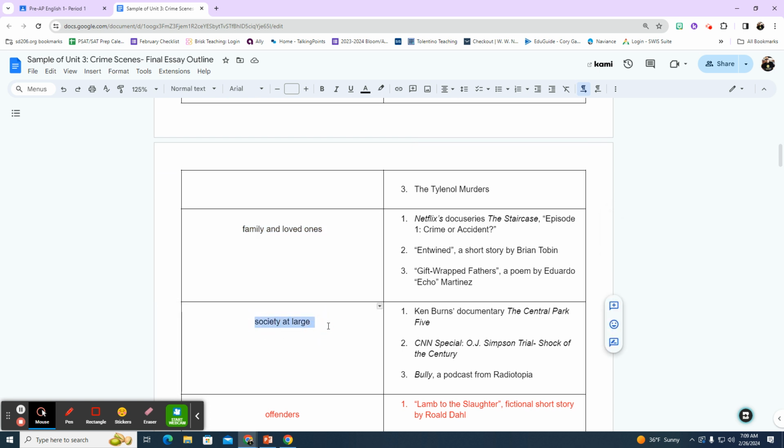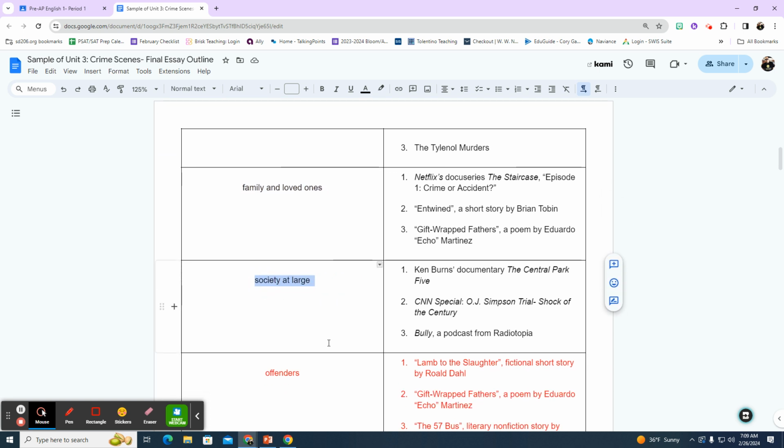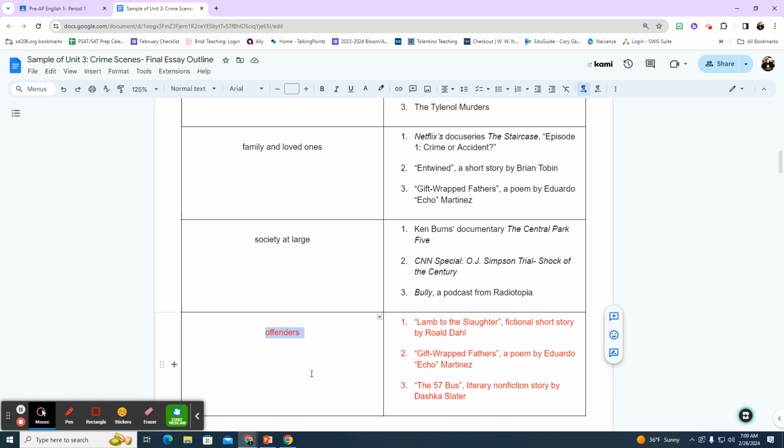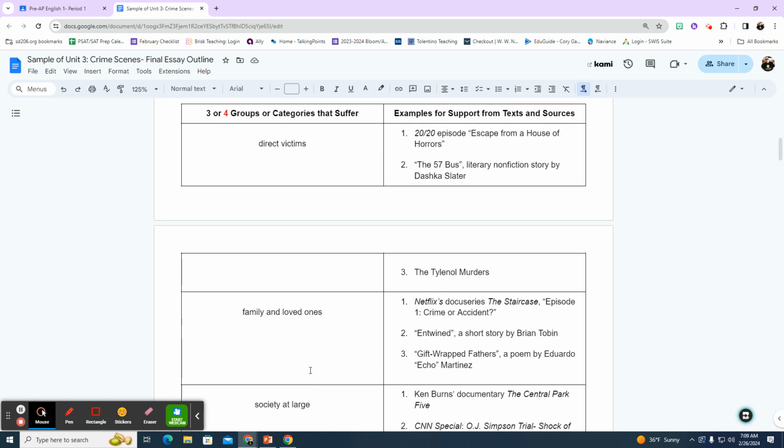You're going to have a paragraph about how society at large is affected when a crime is committed. And you're going to have a paragraph about how offenders are affected as a crime is committed. And again, this is my example. Your four might be different, your three might be different.